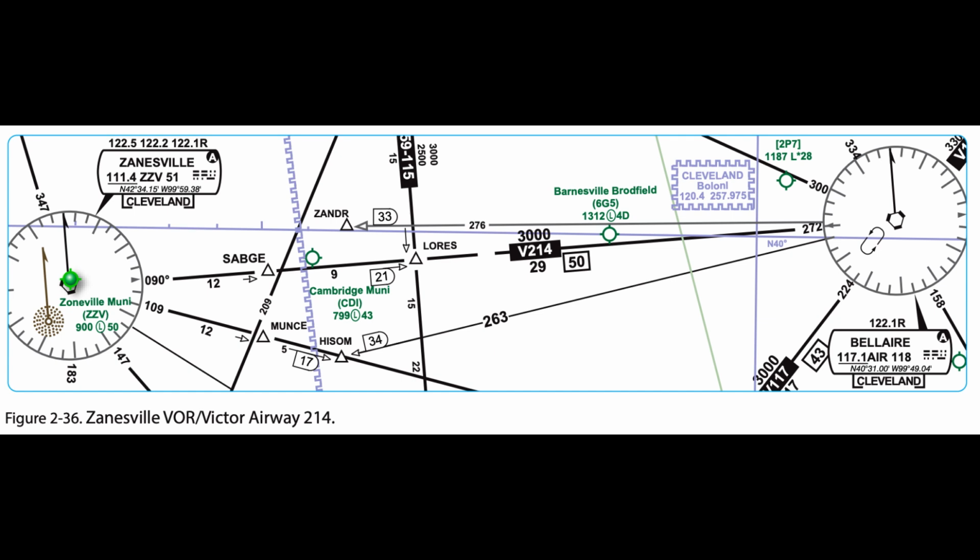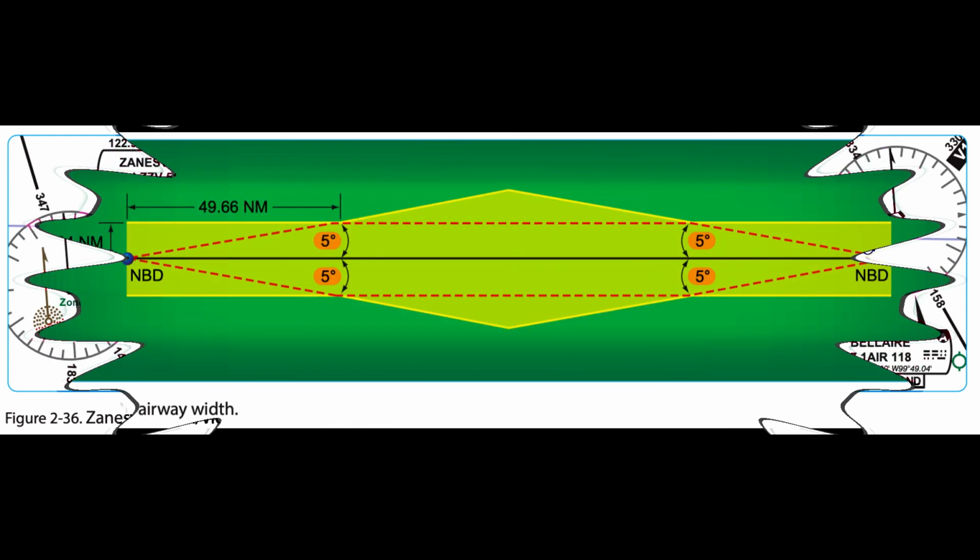For example, when departing from Zanesville VOR on V214, the pilot selects the 090-degree radial with a from indication on the course deviation indicator, CDI, and should correct as necessary to continuously maintain track on the centerline of the airway. Figure 2.36. The pilot should continue on this course until it is time to change over to the inbound course to the Bel Air VOR.